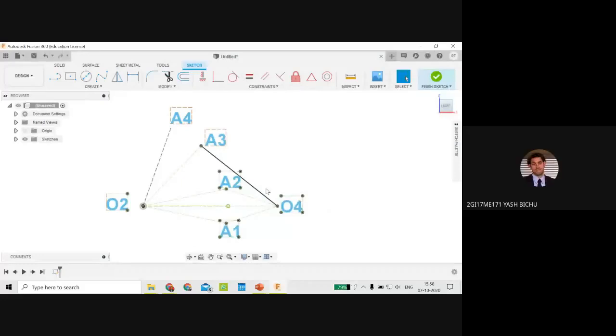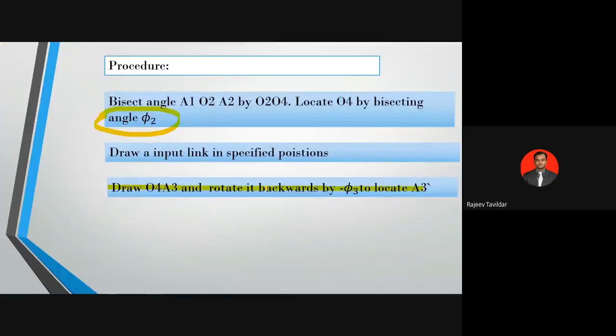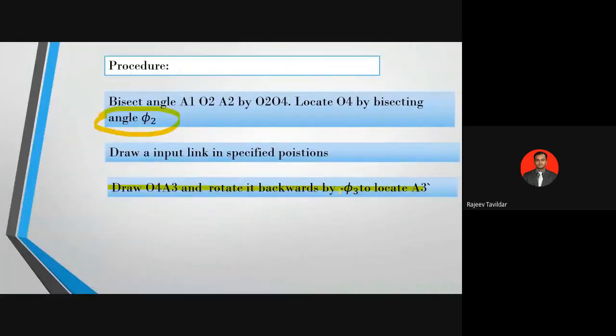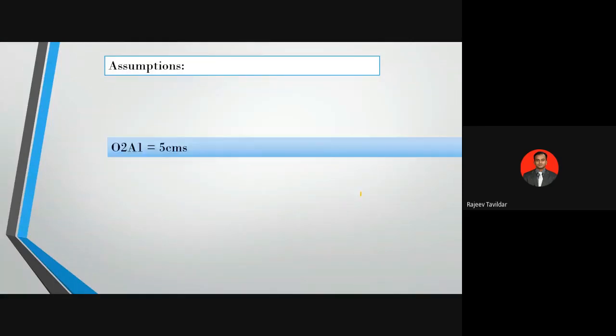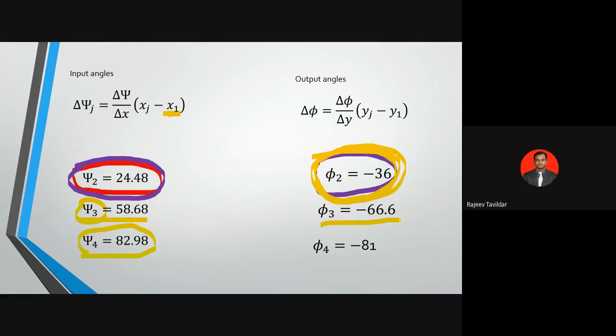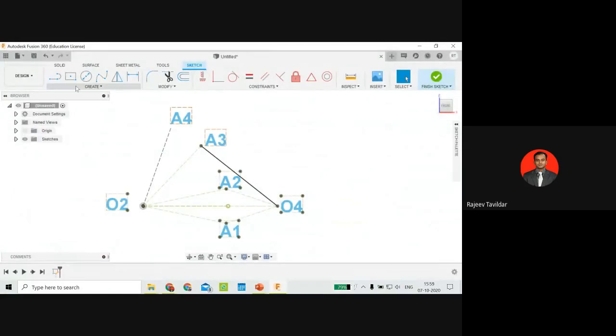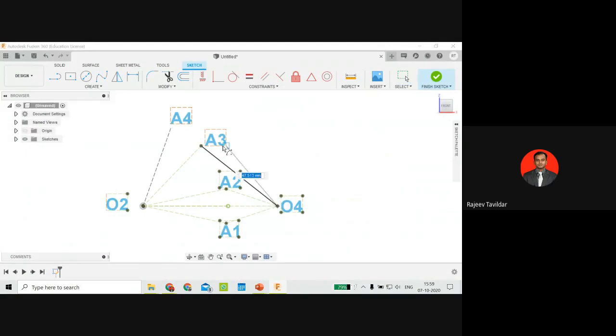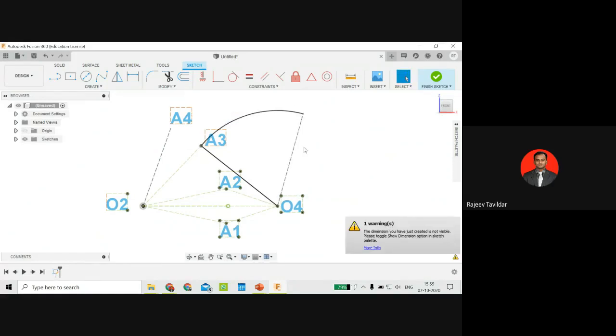Clockwise. Let us check with clockwise, because this problem is not there in any book. I have just framed it. So let us just check what will happen if I rotate it clockwise. By what angle am I supposed to rotate? By phi 3. Phi 3 is 66 degrees, or minus 66. So I'm going to rotate this by 66 degrees. When I rotate this, I'm going to get A3 dash.